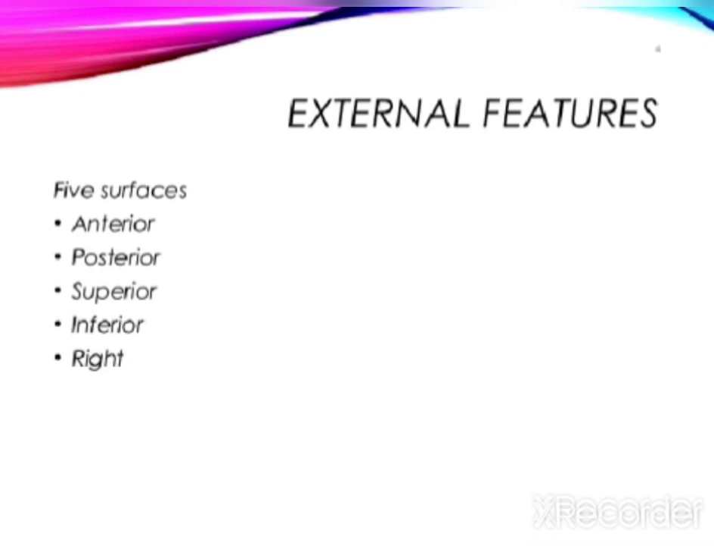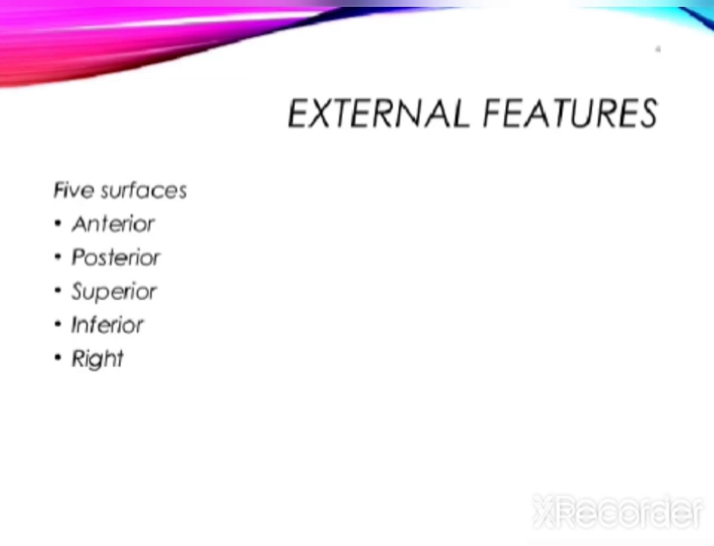As we all know, the liver is a wedge shaped organ. It resembles a four-sided pyramid laid on one side, turned towards the right side. It has five surfaces. These surfaces are the anterior surface, posterior surface, superior surface, inferior surface, and right surface.